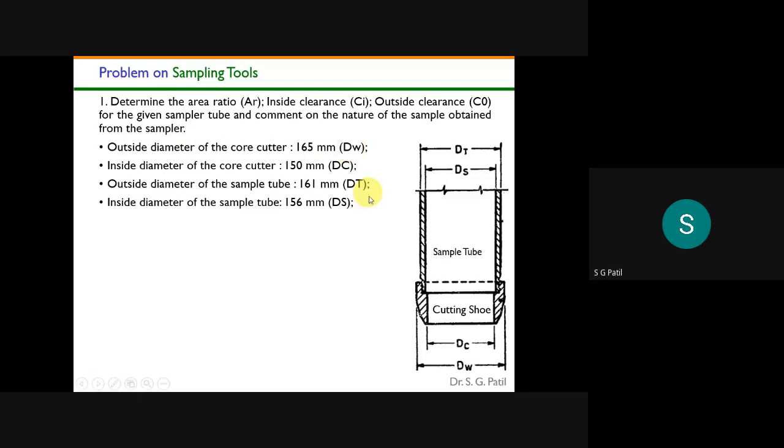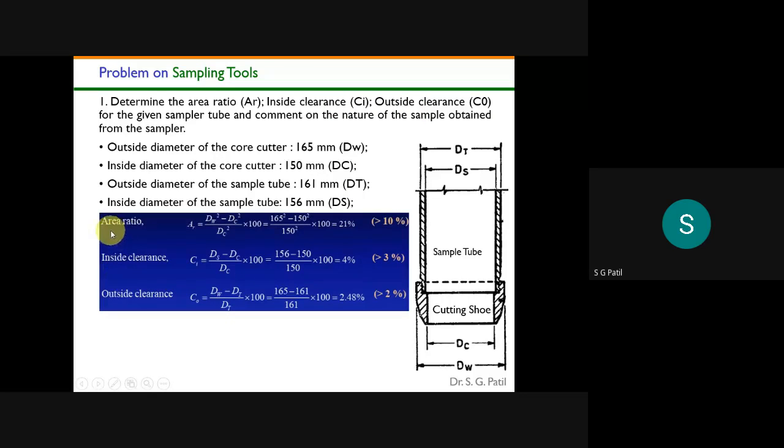Okay, so what is the outside diameter? Outside diameter is 165 mm. Inside diameter is 150 mm. Both are of the cutter. The outside diameter of the sample tube is 161 mm, and the inside diameter of the sampler tube is 156 mm. Okay, so you have to remember those formulas to calculate area ratio, inside clearance, and outside clearance.